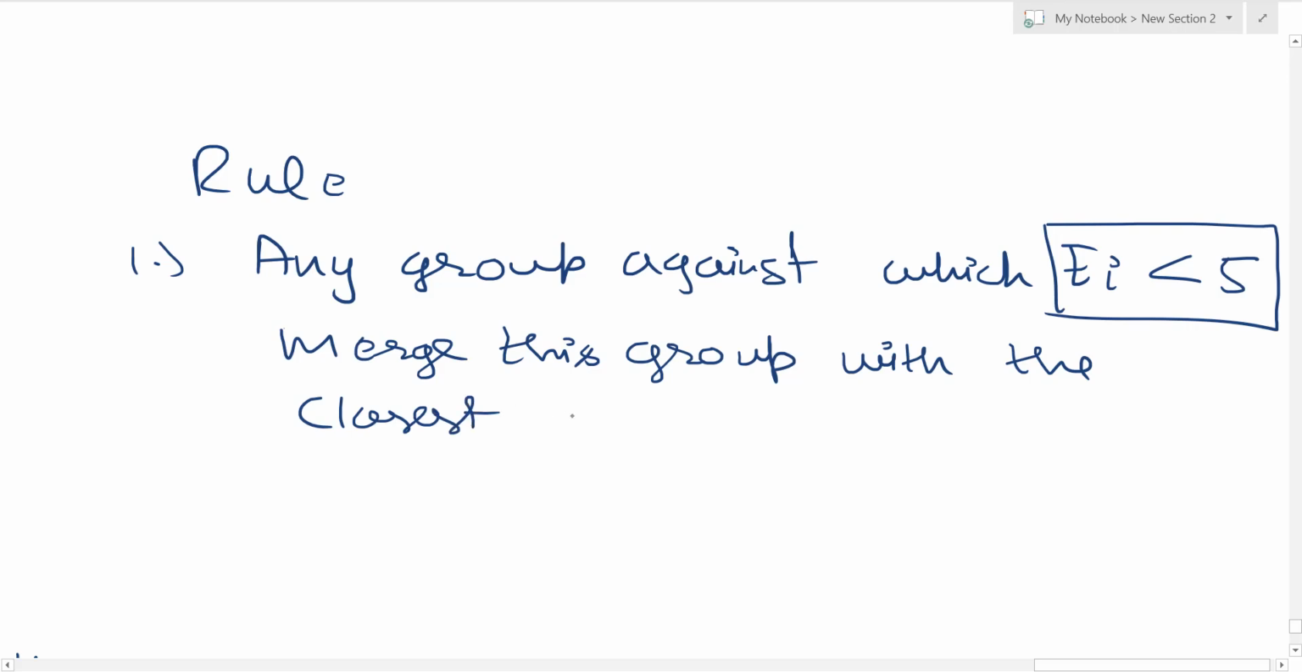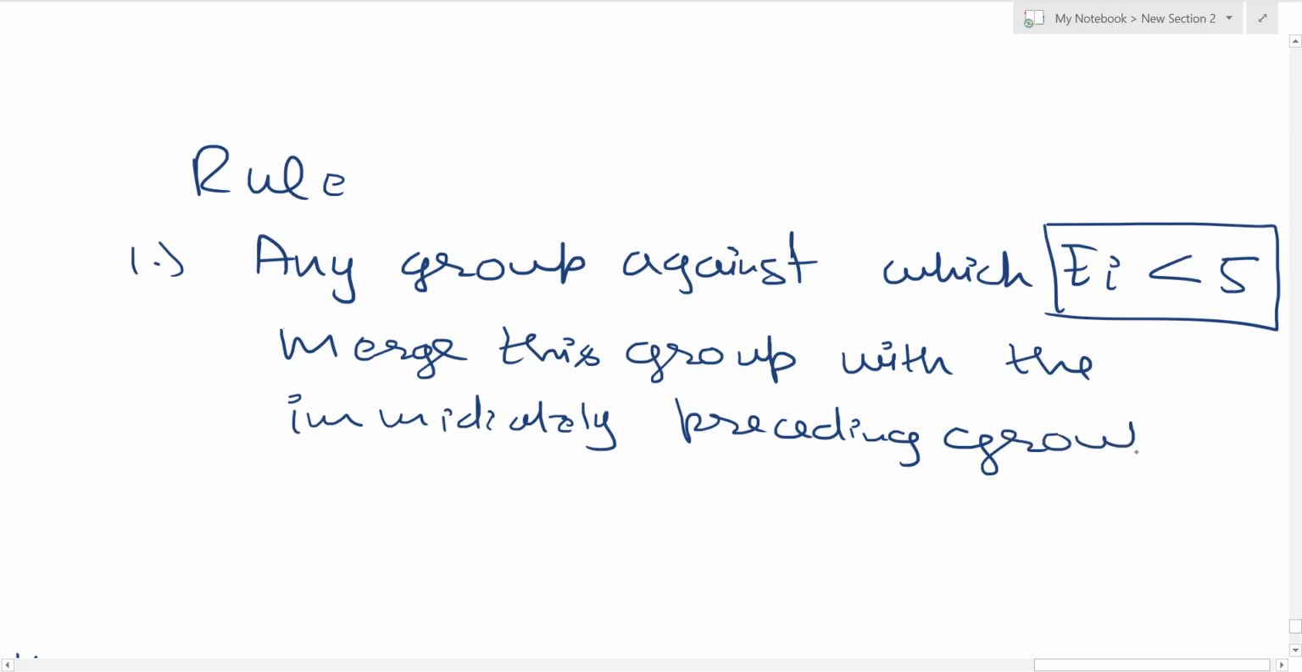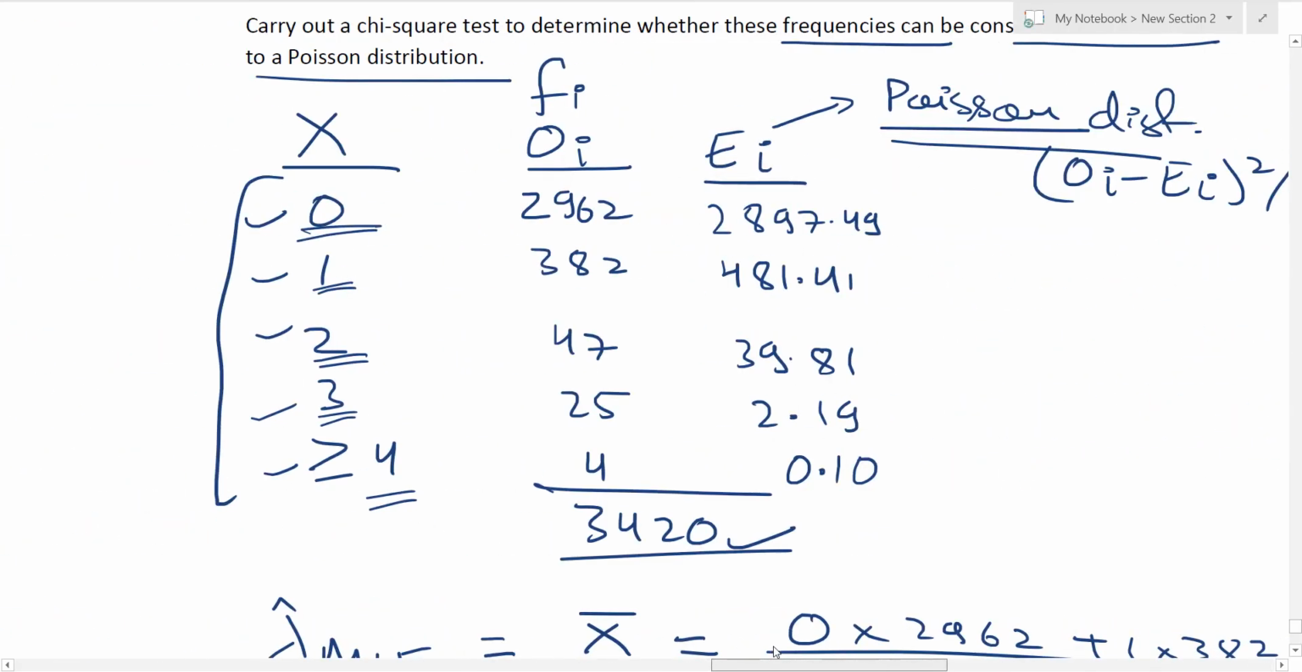Closest group, or immediately preceding group. Let's say with the immediately preceding group, just the group which is previous to it. Okay, so what I'll do is, in both of these groups the EI value is less than 5. The ones before these don't have this, but in both of these it is lesser than this. So for these two groups I'll add them to this group itself, the group which is 2.